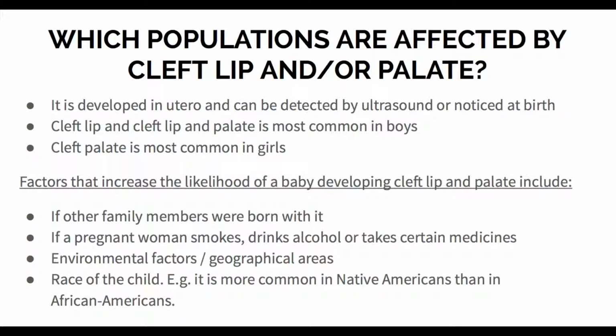Baby's cleft lip and palate is developed in utero and can be detected by an ultrasound or noticed at birth. In baby boys, cleft lip alone and cleft lip and palate together is more common, whilst in baby girls, cleft palate by itself is more common. Factors that may increase the likelihood of a baby developing cleft lip and palate include if there is a family history of cleft lip and palate, this means it could be genetic. If the pregnant woman smokes, drinks alcohol, or takes certain medications. It also depends on the race of the child. For example, cleft lip and palate is more common in Native Americans than it is in African Americans. And environmental factors and geographical areas also play a part in the likelihood of the fetus developing cleft lip and palate.